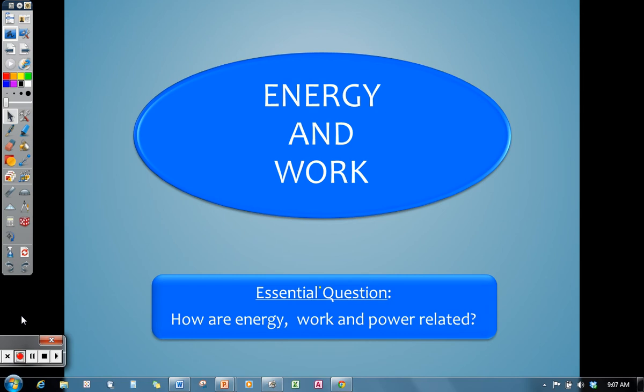Alright, so today we're talking about energy and work, and the relationship between energy and work and power. How are all those related? Well, at the end of last semester, we finished up talking about forces. That is going to be our springboard when talking about work done. And we can't talk about work until we talk about energy.